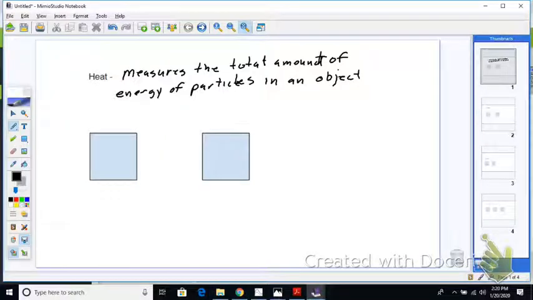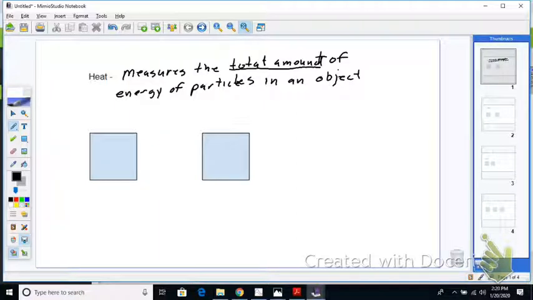Okay, so the hot water in that beaker versus a little bit of water in the pipette. It measures the total, it's talking about the total amount. So that's why we have to take into account all the particles in there. Also, we'll talk about heat transfer here in a second. But that's what it measures.